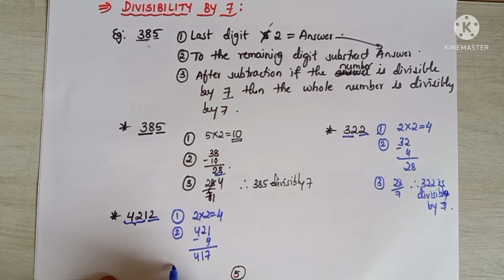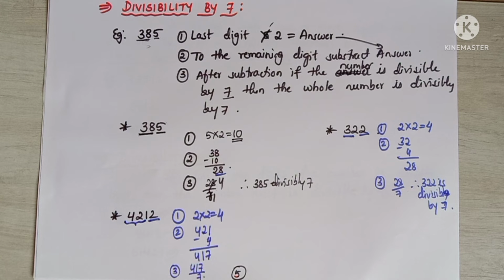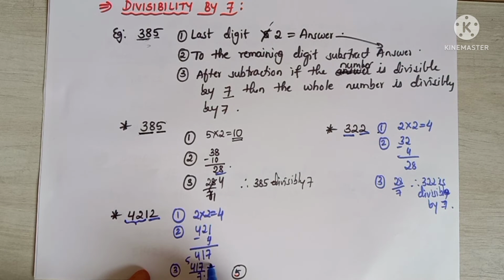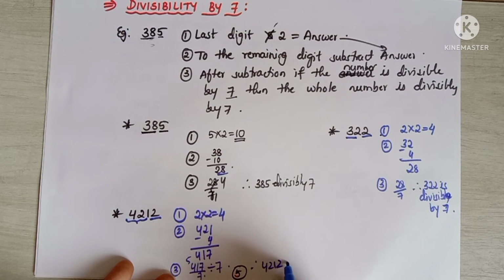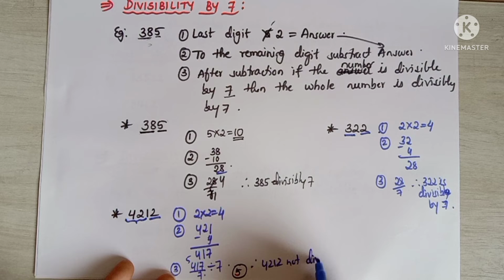What do we have to do? We have to check whether this 417 is divisible by 7 or not. Let us check. 7 fives are 35, remaining is 6. This will be 67. Is 67 divisible by 7? No. Therefore, it is not divisible by 7. Therefore, 4212 is not divisible by 7.